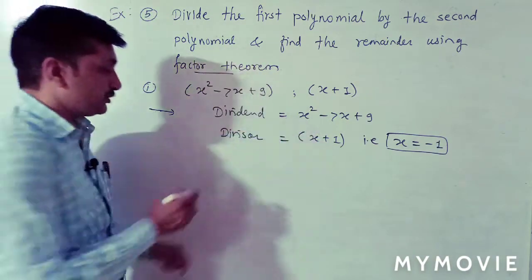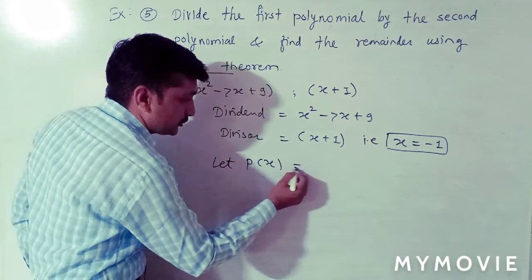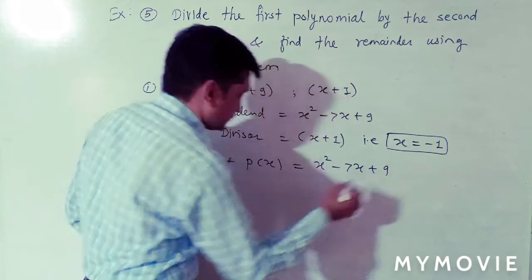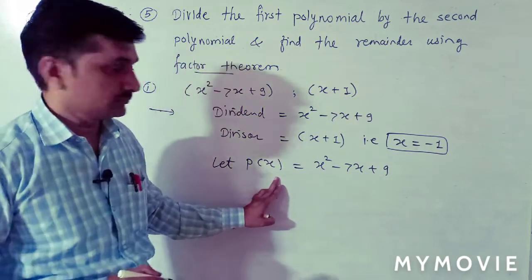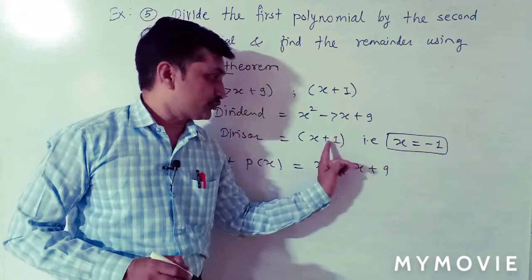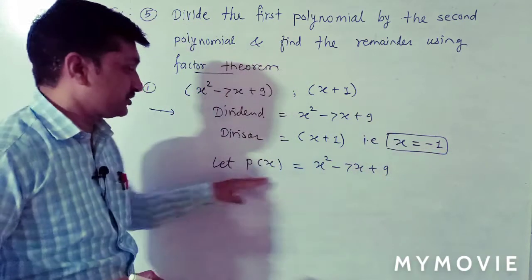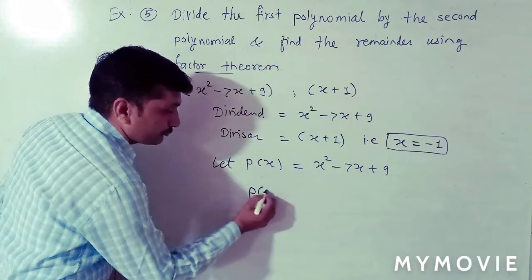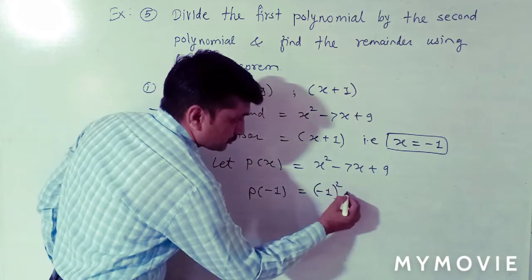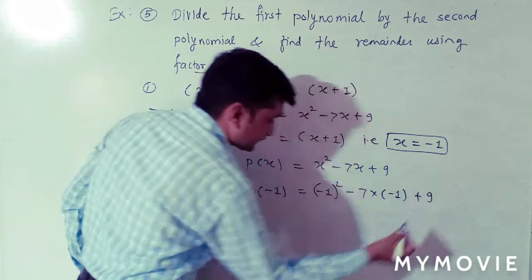Now the dividend is p of x. Let p of x is equal to x square minus 7x plus 9. This is the dividend, meaning polynomial. Divisor is x plus 1, that is x is equal to the opposite of plus 1, minus 1. We have to put x is equal to minus 1 in this polynomial. P of minus 1 is equal to minus 1 square minus 7 multiplied by minus 1 plus 9.